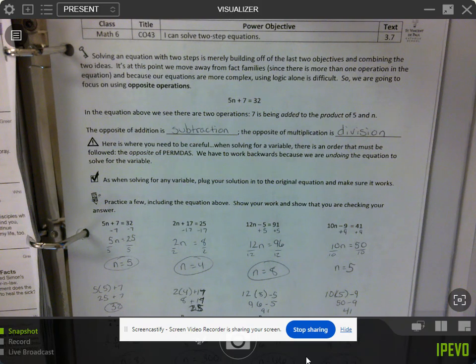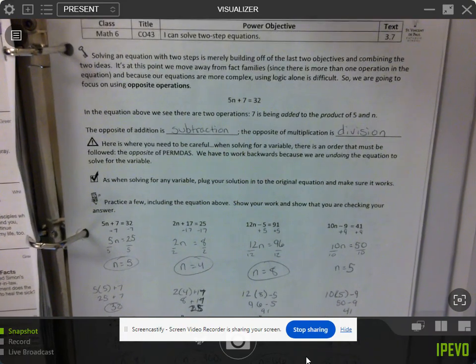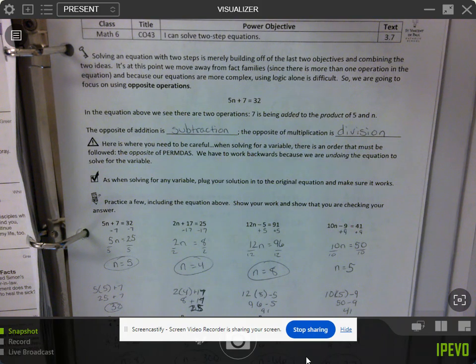Morning. Today we are correcting our last objective for Unit 5, CO43. I can solve two-step equations. This was a little more challenging for some of us, remembering how to figure out to do the two steps. We know how to do the adding and subtracting step. We know how to do the multiplying and dividing step. This is just putting them both together, doing SADMEP backwards. We add, subtract first, we multiply, divide second.